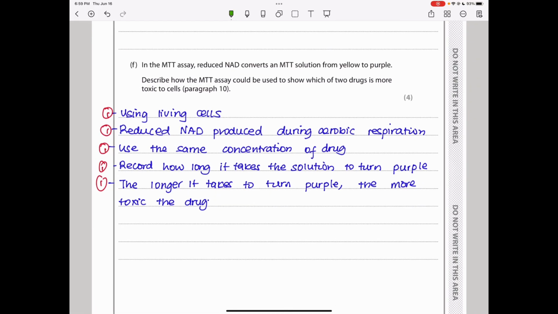The next part says, if the MTT assay reduced NAD converts the MTT solution from yellow to purple, describe how the MTT assay could be used to show which of the two drugs is more toxic to the cells, in paragraph 10. So we can use living cells, and then the reduced NAD produced, of course, during aerobic respiration. You guys know in aerobic respiration, NAD is reduced, and this reduced NAD can act as a carrier, leading to the production of ATP as electrons are carried by reduced NAD. So in this case, for the reduced NAD produced from aerobic respiration, we can use the same concentration of the drug, and then we will record how long it takes the solution to turn purple. The longer it takes to turn purple, the more toxic the drug will be. Again, you have to go back and read paragraph 10 in order to be able to break down this answer.